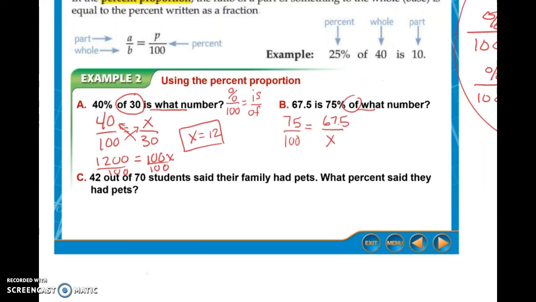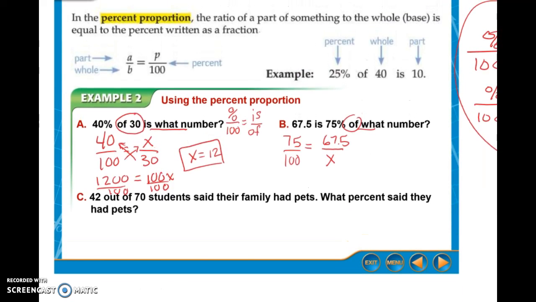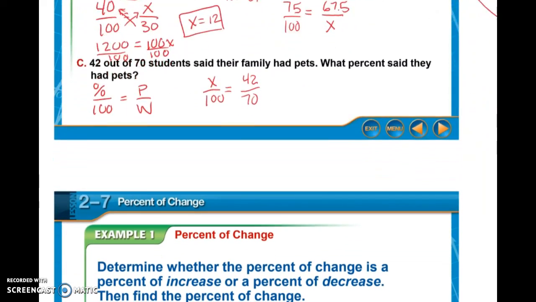The other one, 42 out of 70 students, their family had pets. The other proportion is percent over 100 equals part over whole. So to set this one up, you do x over 100, because that's what we're trying to find. This time 42 is the part, and 70 is the whole. So again, I'm going to leave this one for you to recognize. You have to cross multiply and divide to solve for x.